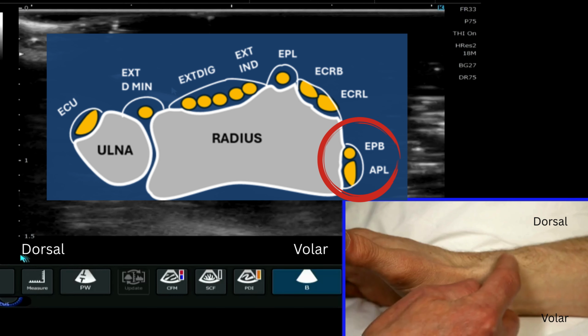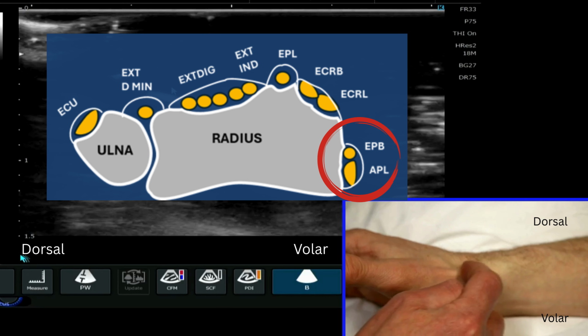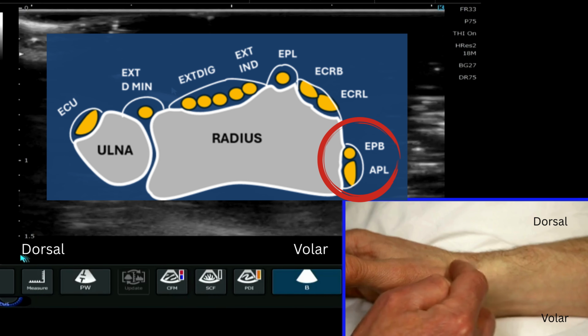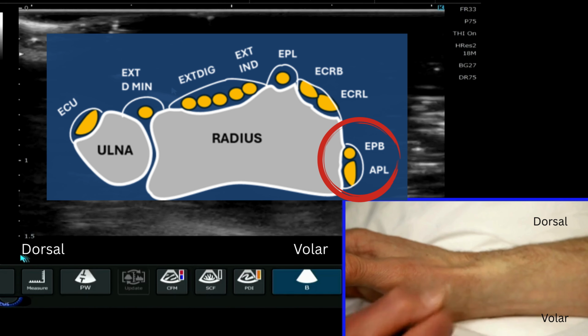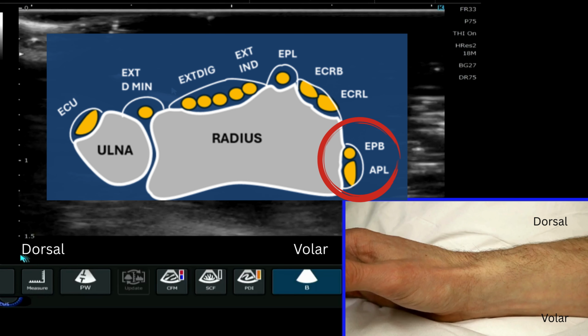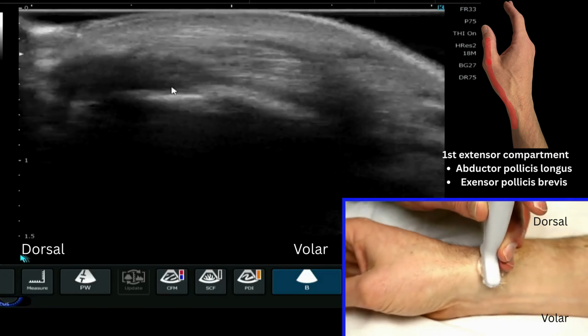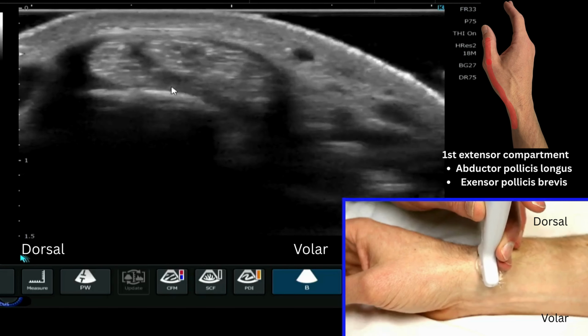You can see the tendons of the first extensor compartment, the abductor pollicis longus and the extensor pollicis brevis. They run in the first extensor compartment over the radial tuberosity, over the distal radius. At that point we can locate it on ultrasound by putting the probe on it.